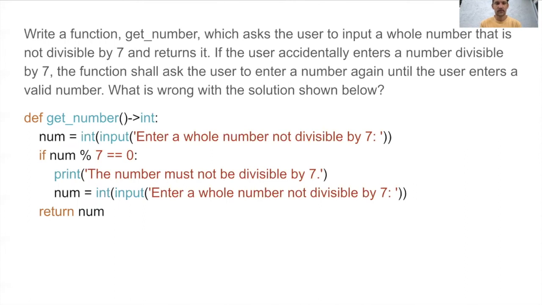So here we have an incorrect solution, and you should figure out the bug. The way I would go about this is just tracing through the solution line by line, thinking about what happens when you put in, let's say, the number 14 or 7. And then you should be able to figure that one out.